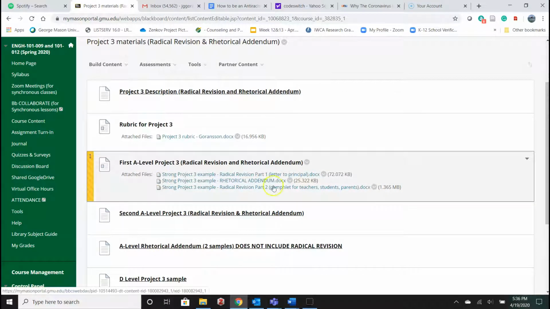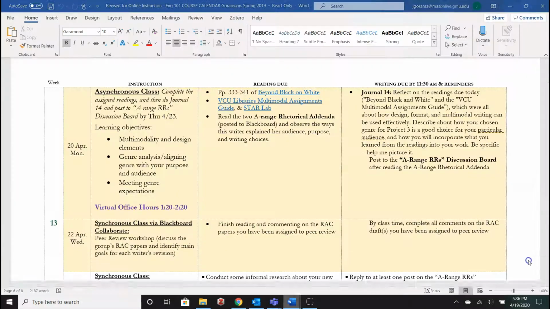After you've done the readings, what I ask you to do is to show that you've read them, you're going to complete 2 things. Journal 14, which asks you to consider the readings that you've been doing, and then consider how, given the genre that you're thinking about writing in, what are some tips you can take from those readings and apply them. And also describe how the particular genre that you chose is a good choice for your new audience, and how it relates to the readings.